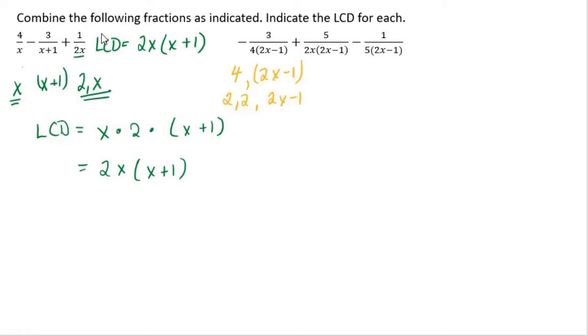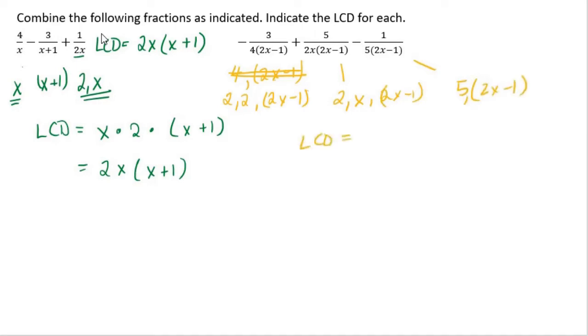So we can start to experiment. We can use intermediate steps that we're comfortable with once we understand how this process works. But strictly speaking, the prime factors for the first denominator are 2, 2, and 2x minus 1. Maybe to ensure that those stay as a unit, maybe we put brackets around those. Now looking at the second denominator, we have 2 times x times 2x minus 1 again. And then finally for the last one, we have 5 and 2x minus 1.